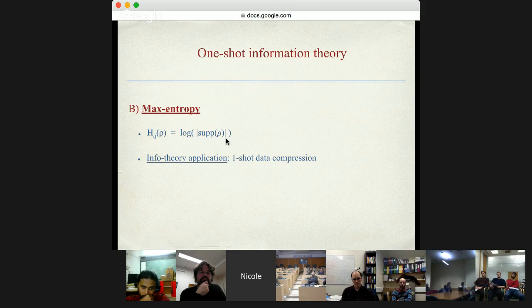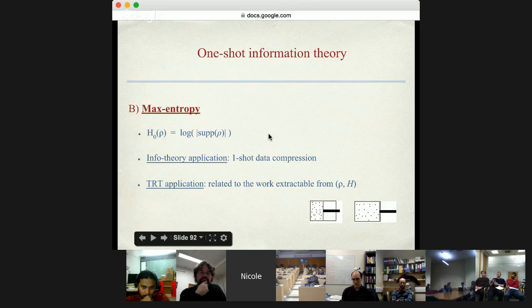Max entropy has applications in a number of different tasks. One is we can return to that data compression example. Suppose that we are interested in compressing some finite number of copies of a quantum state or random variable. Then the maximal efficiency with which we can perform this task is given by the max entropy. There's also an application to thermodynamic resource theories that we'll discuss in more detail.